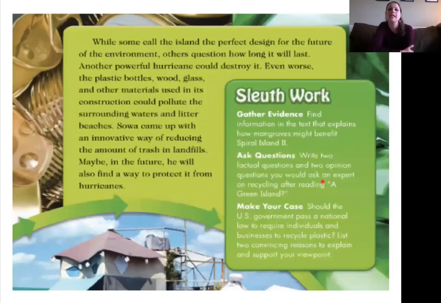All right, the last paragraph is really important, and it's going to be a great jumping off point for the writing that we're going to do today. So I want you, as you're reading, to think about what are some of the problems that Soa might encounter with his island? Go ahead.